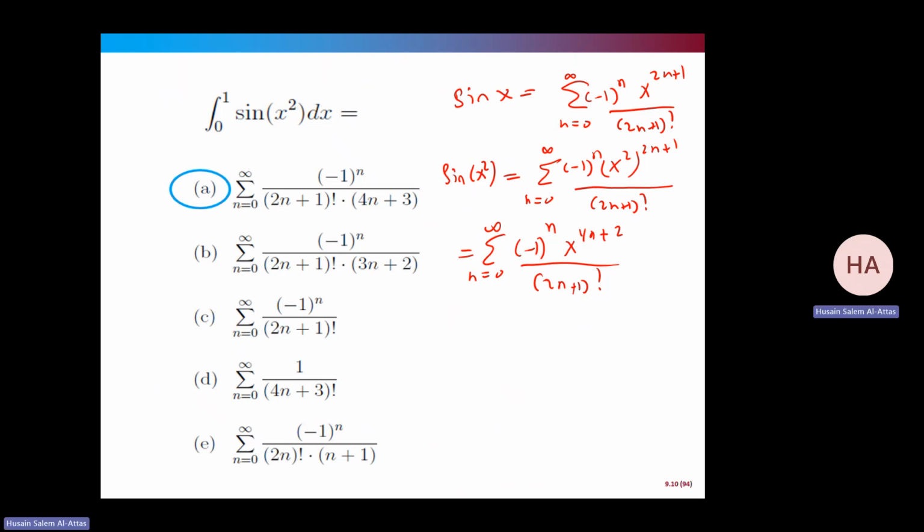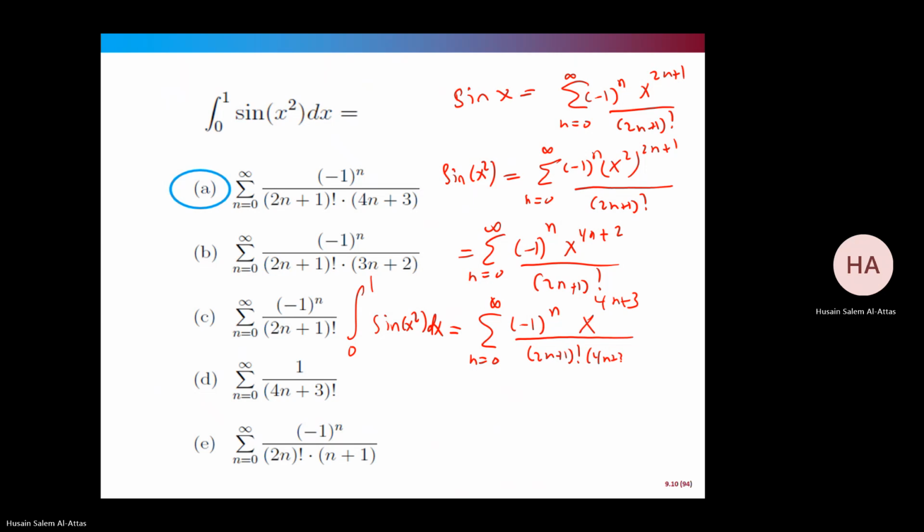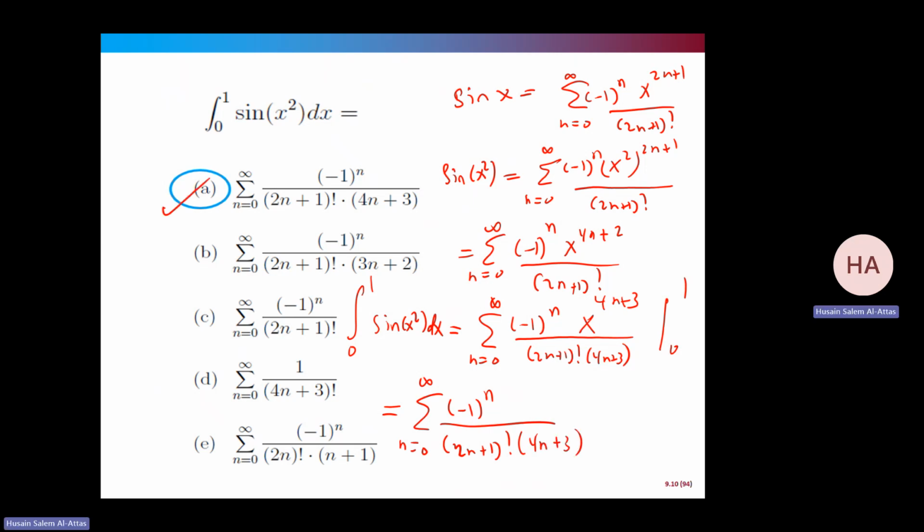Okay. You want to integrate it from 0 to 1. That will be the integral of this: minus 1 to the power n, x to the power 4n plus 3 over this, 4n plus 3. Okay. From where to where? From 0 to 1. At 1, I have what? Minus 1 to the power n over the rest, and that will be my answer.